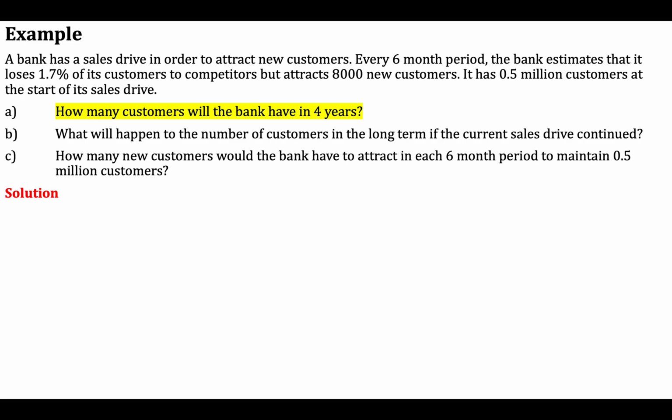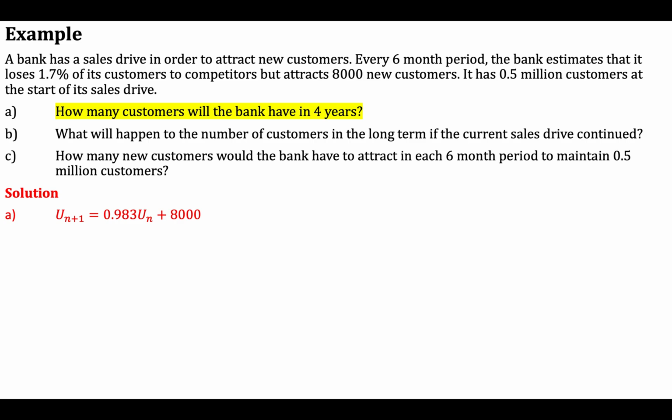So let's firstly look at Part A, because there were many parts to that question. How many customers will the bank have in 4 years? The first step that we need to take is setting up a recurrence relation, because we don't currently have that. So U(n+1) is equal to 0.983 U(n), and that's because it loses 1.7% of its customers, so that leaves 98.3%, which as a decimal is 0.983. But it attracts 8,000 new customers. So we can see those 8,000 new customers here, and we're adding that on to the recurrence relation.